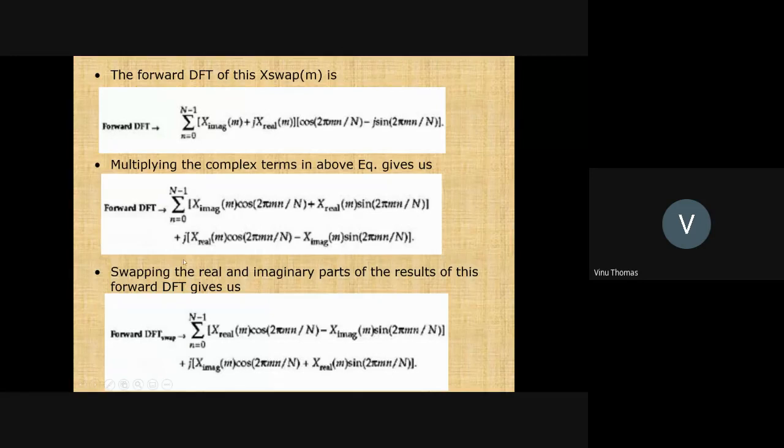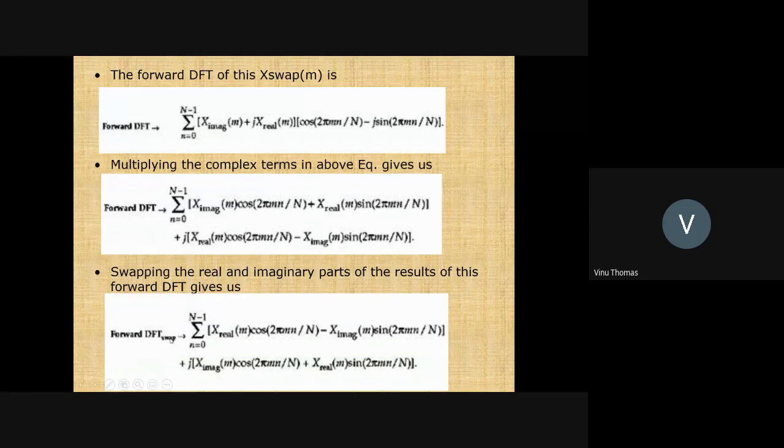So this is your forward DFT. Now what we will do is swap the real and imaginary parts of the result. This should give you the real part of the result, and this will give the imaginary part of the result. So we will swap the real and the imaginary parts of the result.